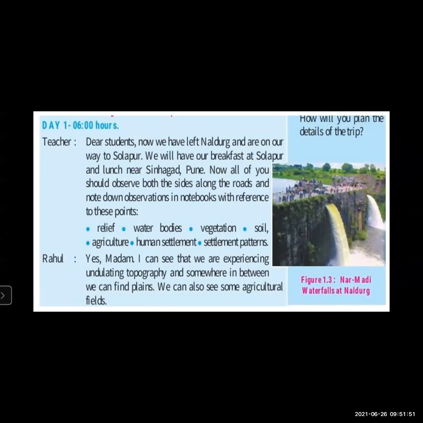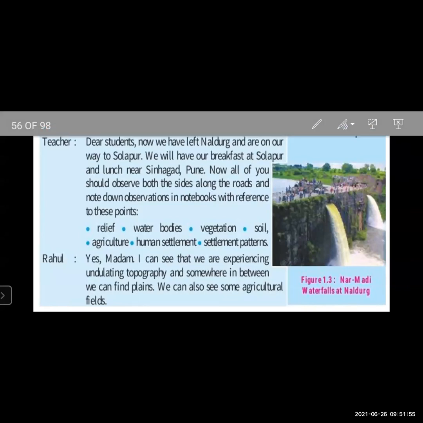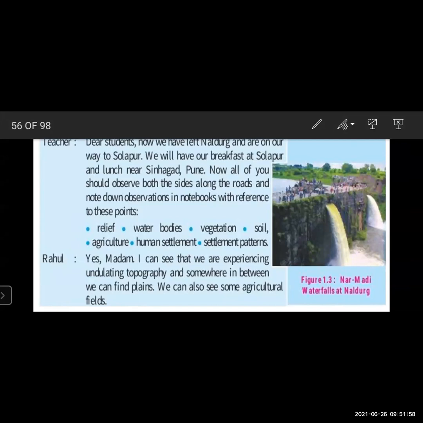Now all of you should observe both sides along the roads and note down the observations in notebooks with reference to these points. So the teacher has asked them to note down these points: the relief features, water bodies, vegetation, soil, agriculture, human settlements, and the settlement patterns.